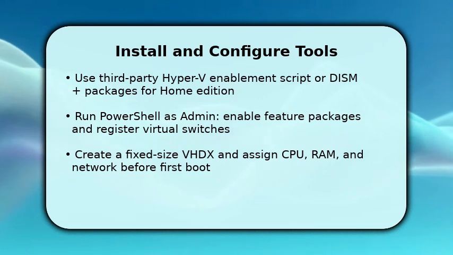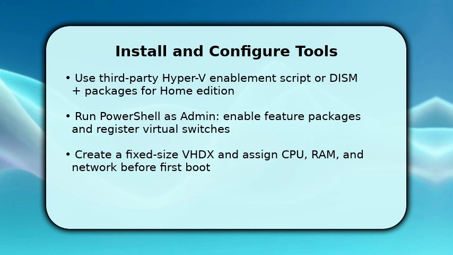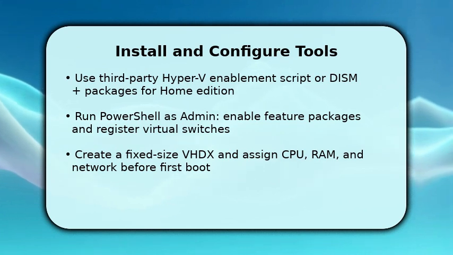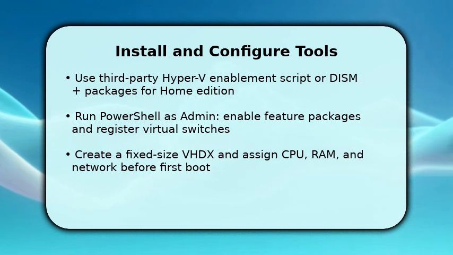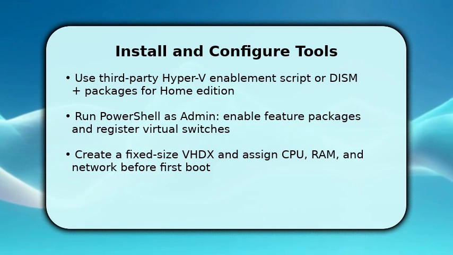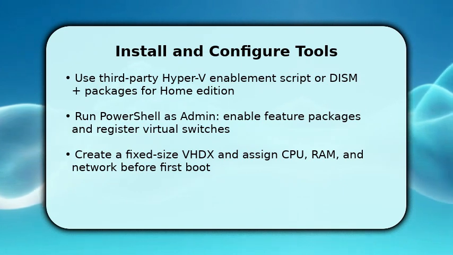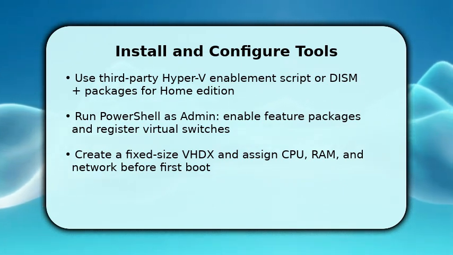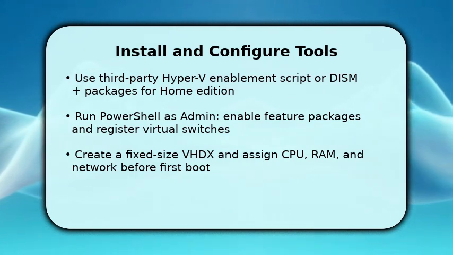Open PowerShell as an administrator and run the enablement script or use DISM to add the Hyper-V capability packages provided for Home. After package install, enable the Hyper-V platform and Hyper-V GUI features, then reboot. Once back, open Hyper-V Manager, create a virtual switch for NAT or bridged networking, and create a VHDX with appropriate size. Assign CPU cores and RAM based on host capacity, because resource allocation prevents VM thrashing when you start.